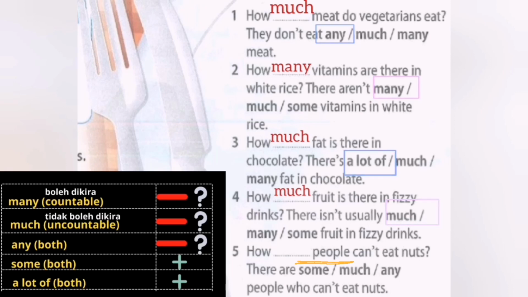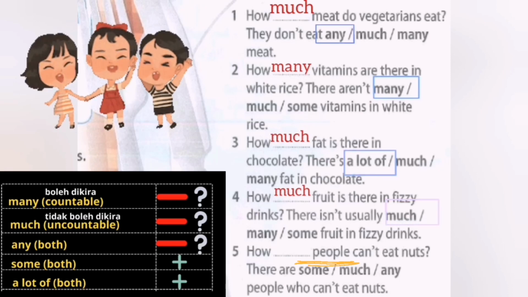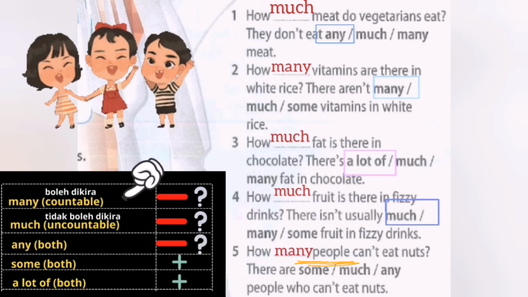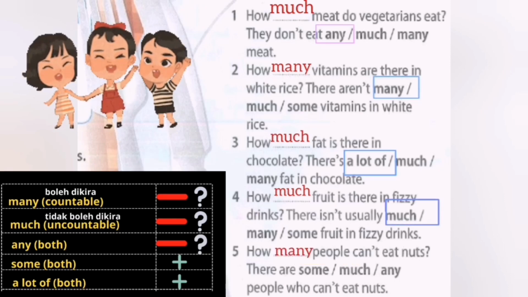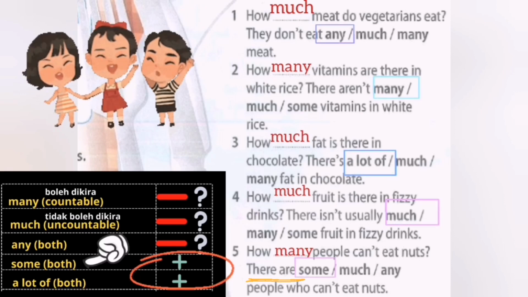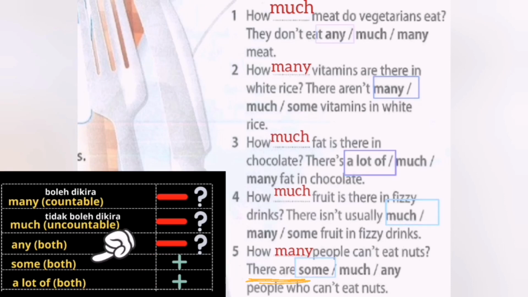Number 5. People refers to countable. So the answer is how many people can't eat nuts? There are refers to positive sentence. So the answer is there are some people who can't eat nuts.